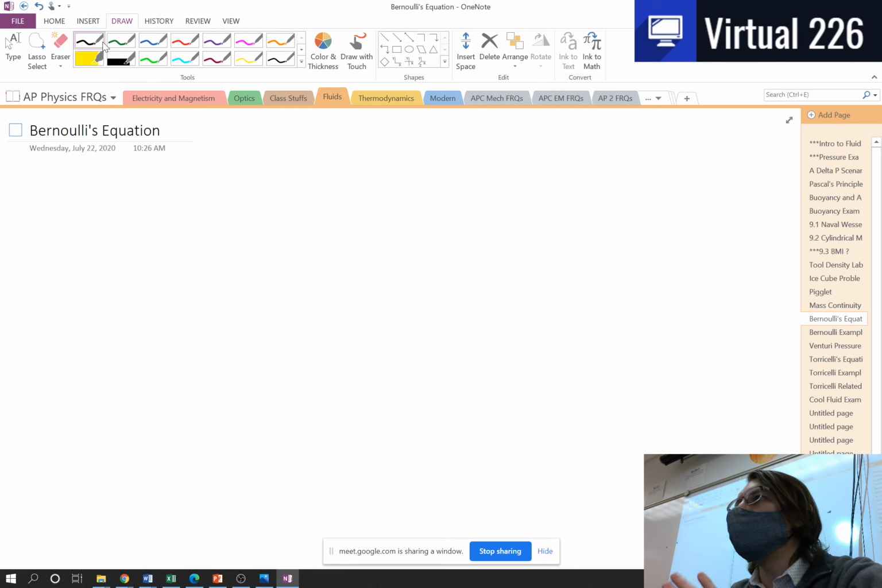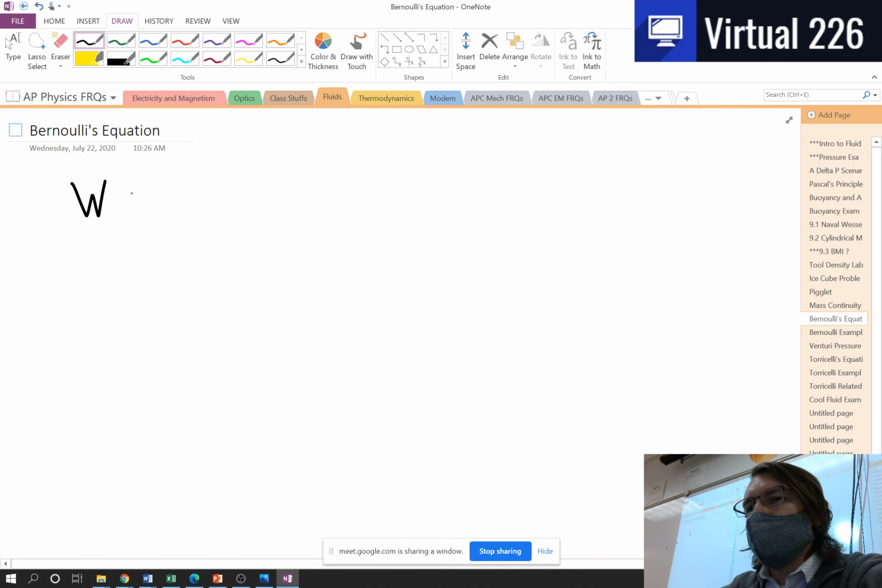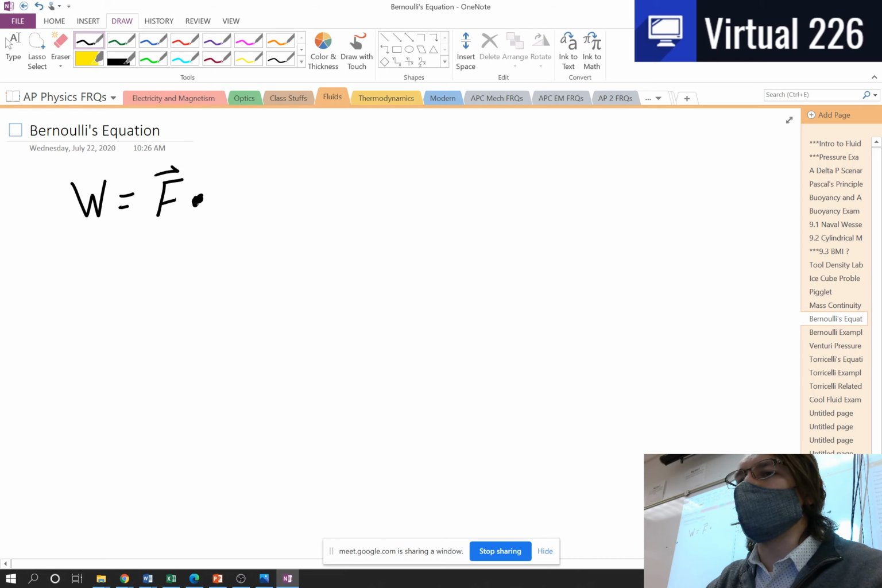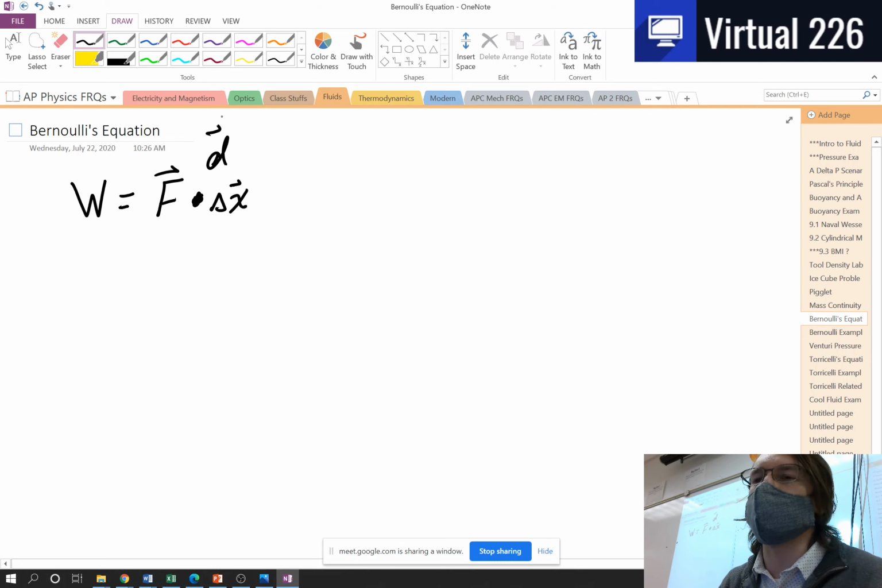So let's go back to the idea of work real quick, right? We know from last year when we talked about mechanics that work is just defined as some force dotted with the displacement of an object. So it's the force acting on an object in the direction that the object is moving. So sometimes we call this delta x for the displacement. Some people call this d, for a distance that it traveled, but it's really a displacement that it travels.